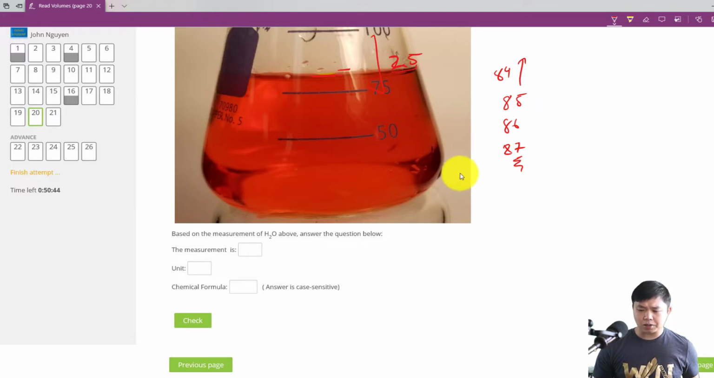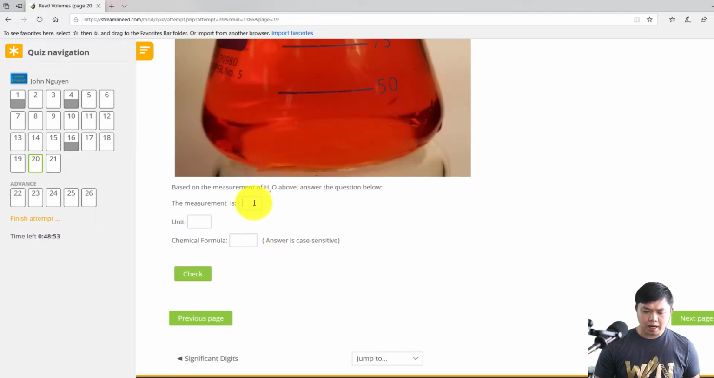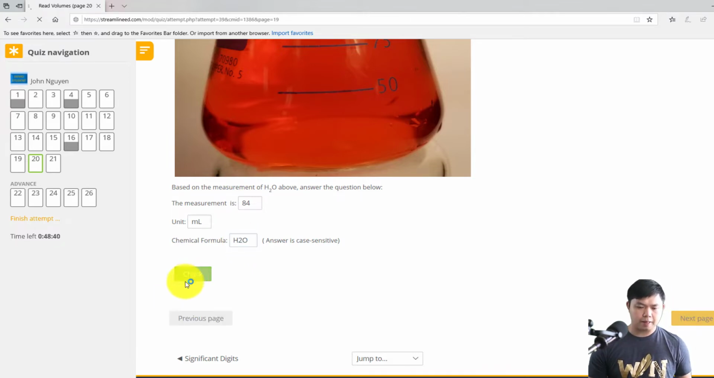So let's plug in our answer, and we are going to choose this to be 84. Let's do that. So in this case, I'm going to put 84, okay? And notice how it's not 84.0, it's 84 because we estimate on the ones place. And the unit is ml. And the chemical formula is H2O.